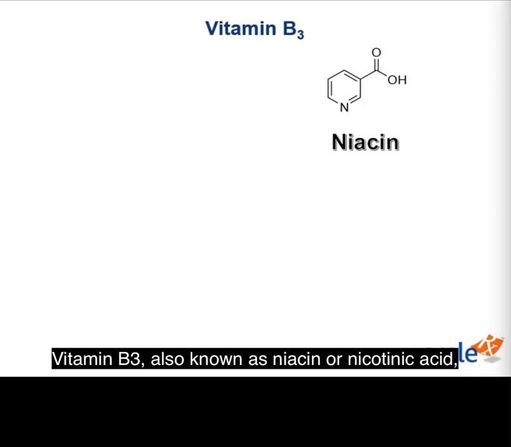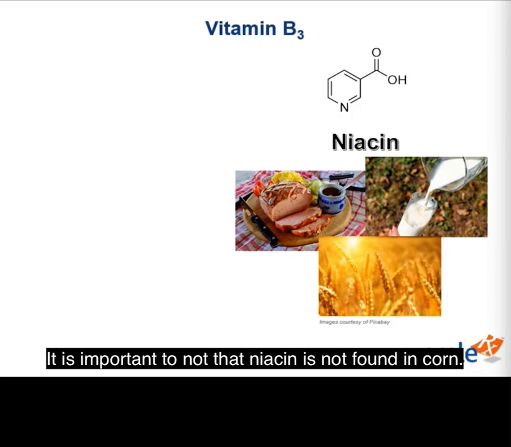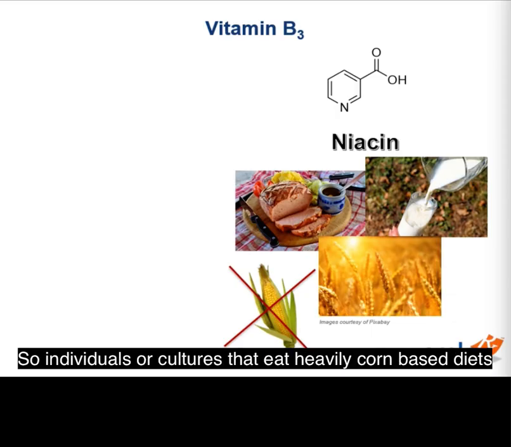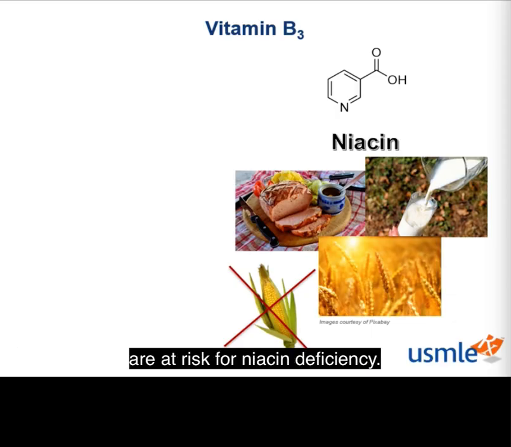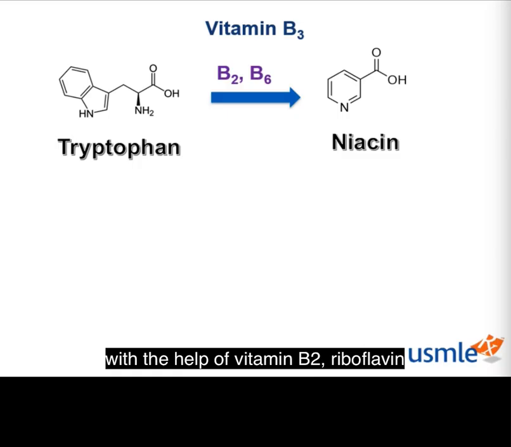Vitamin B3, also known as niacin or nicotinic acid, is a water-soluble vitamin found in liver, milk, and grains. It is important to note that niacin is not found in corn, so individuals or cultures that eat heavily corn-based diets are at risk for niacin deficiency. Niacin can also be derived from tryptophan, with the help of vitamin B2, riboflavin, and vitamin B6, pyridoxine.